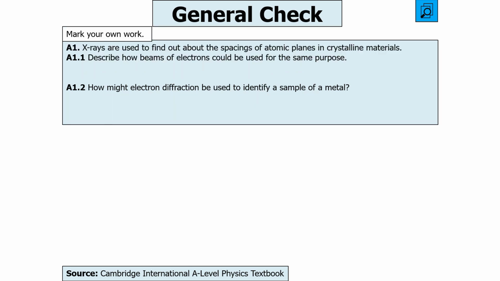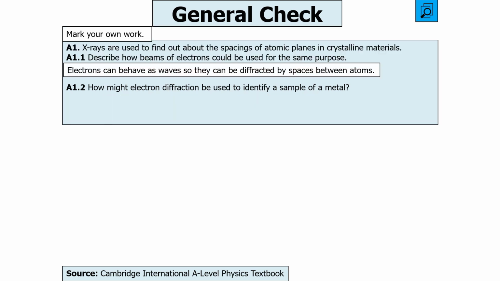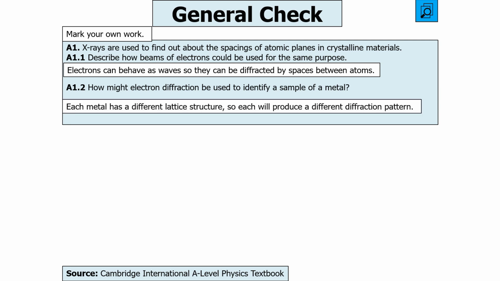Right, in this first one, you've got to remember that electrons can behave as waves due to wave-particle duality, so they can be diffracted as a wave would be by the spaces between the atoms. Now, each metal will have a different lattice structure, so it'll have a different distance between the atoms, so it'll produce a different diffraction pattern.